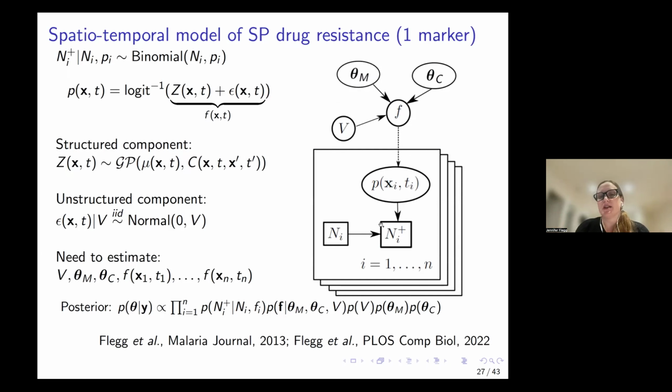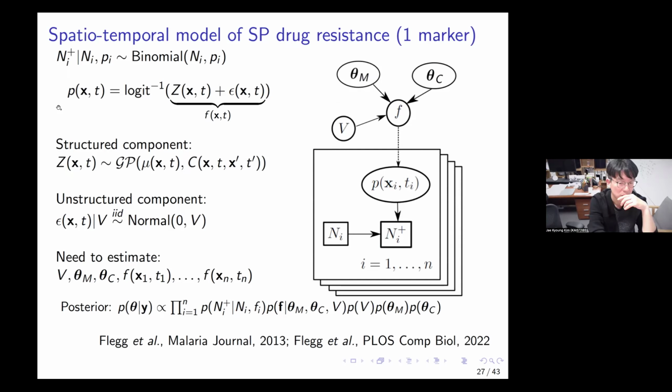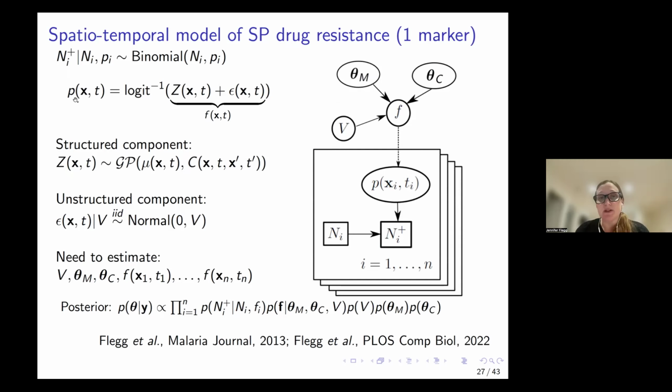We have the number of samples that are positive for the mutation. That's taken to be a binomial distribution given the sample size and the underlying probability of resistance. This probability of resistance is modeled using a spatial model. So it's a logit transformation of the sum of 2 components. The first component is a spatially structured statistical model, so this is a Gaussian process. It has a mean function mu and a covariance function c. I'm not going to go into the details, but I'm happy to answer questions. It also has a spatially unstructured component, which is additional random noise on top of what the Gaussian process offers.